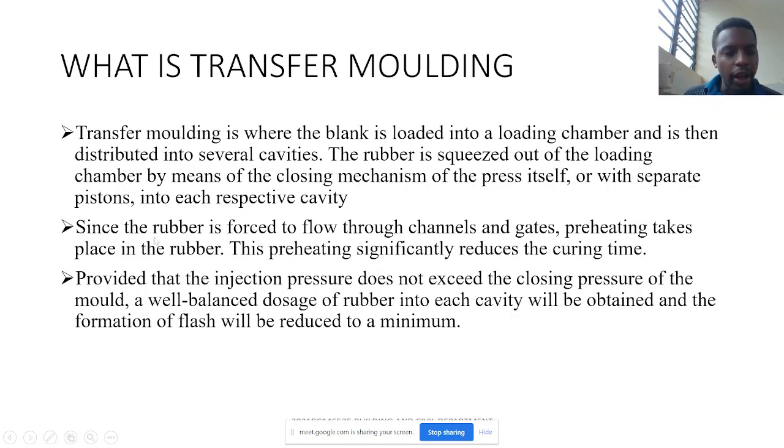Since the rubber is forced to flow through the channels and gates, preheating takes place in the rubber. The preheating significantly reduces the curing time. The curing time is the time that it takes for that particular shape or mold to form. As you continue, provided the injection pressure does not exceed the closing pressure of the mold, a well-balanced dosage of rubber into each cavity will be obtained, and the formation of flash will be reduced to a minimum.